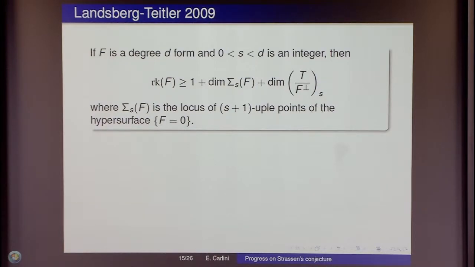And then the last summand is the dimension of a vector space. You take the ring T, you mod out by the ideal f perp. Everything is graded, so it's a direct sum of homogeneous pieces. You just take the S piece, look at the dimension, and that number you cook up in this way is a lower bound for the rank of f.